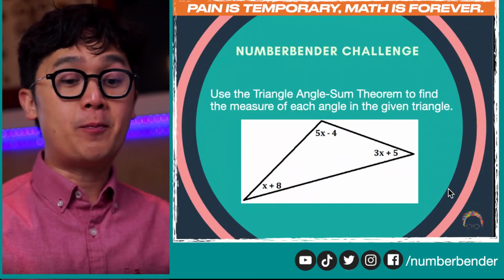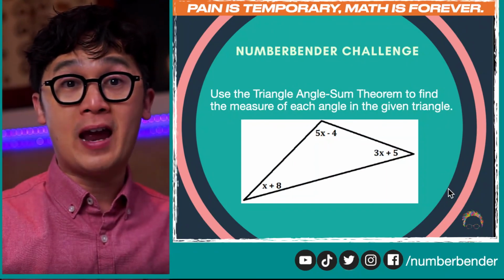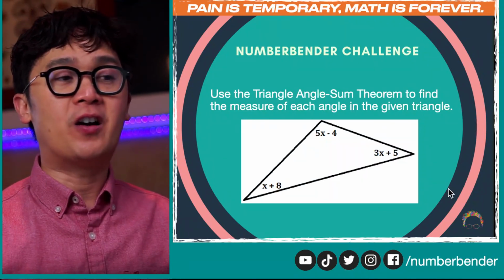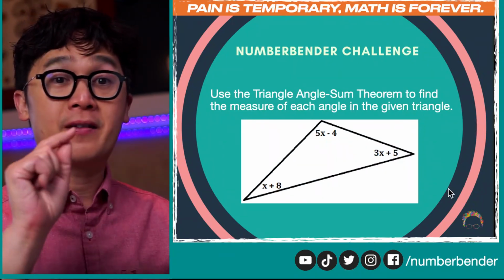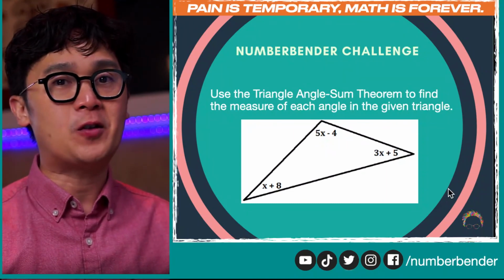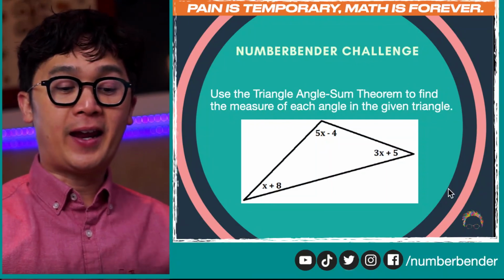So for your number bender challenge of the day, now that you know our theorems and their corollaries, how are you going to figure out the measurements of angles 1, 2, and 3 from this diagram? Comment it down below, and let's see if you'll be able to figure out a way to solve these missing angles. And this is our lesson in mathematics, or specifically in geometry.